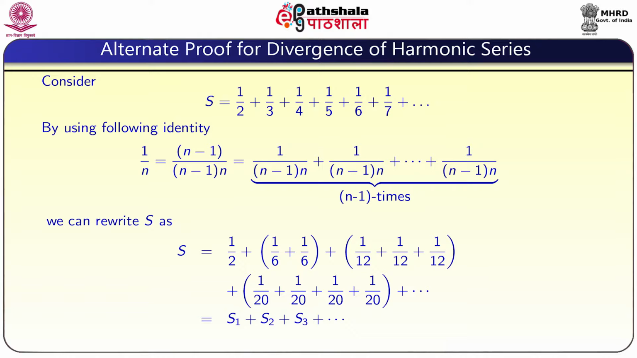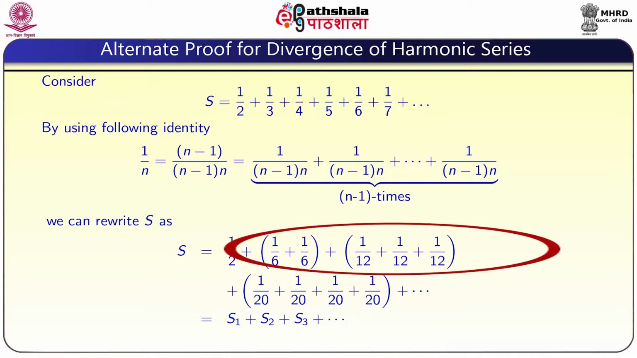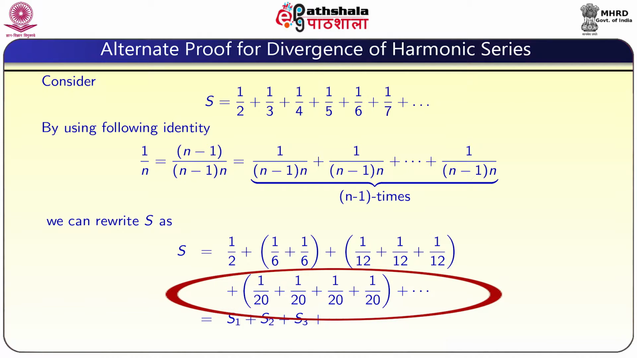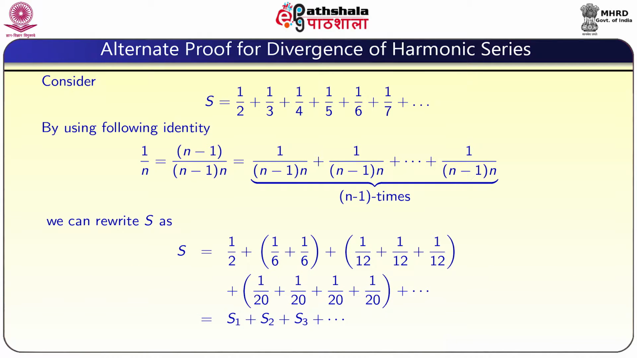Similarly, 1 by 4 can be written as 1 by 12 plus 1 by 12 plus 1 by 12. In the similar manner, 1 by 5 can be written as 1 by 20 plus 1 by 20 plus 1 by 20 plus 1 by 20. This will continue like this.